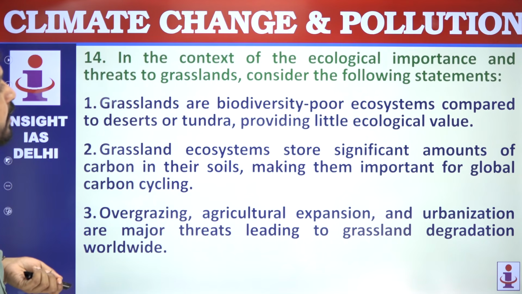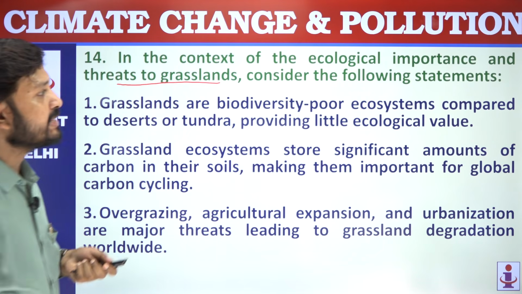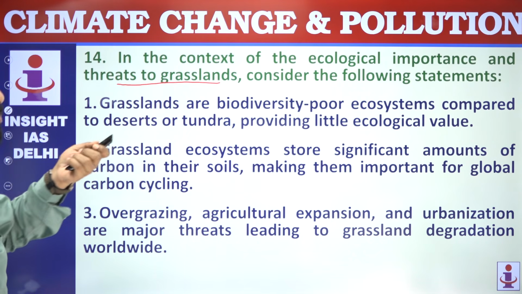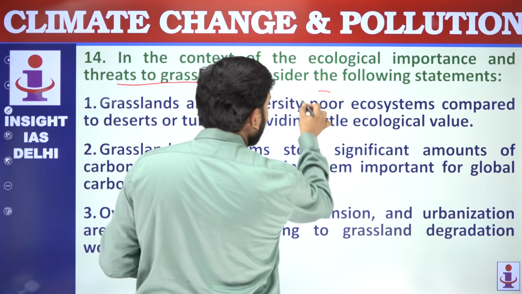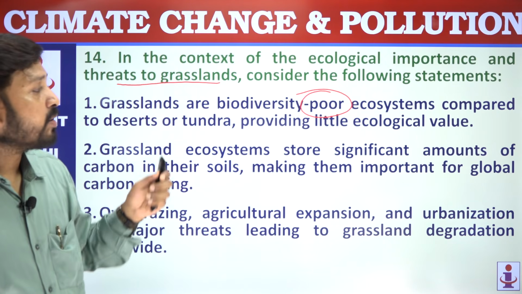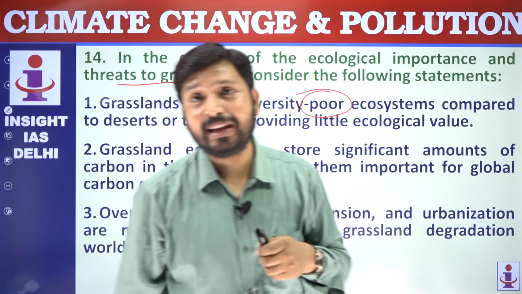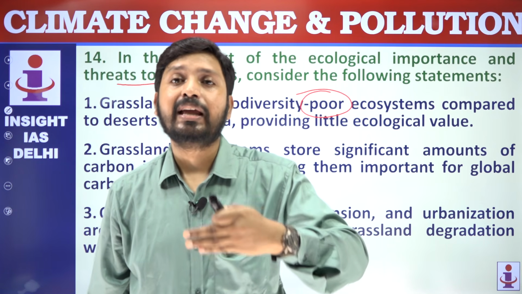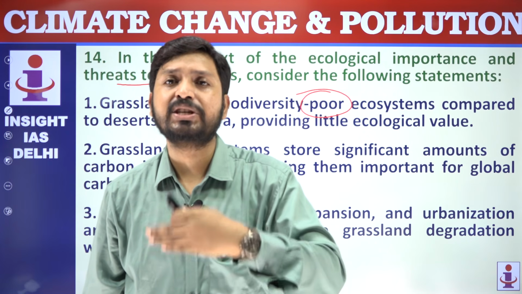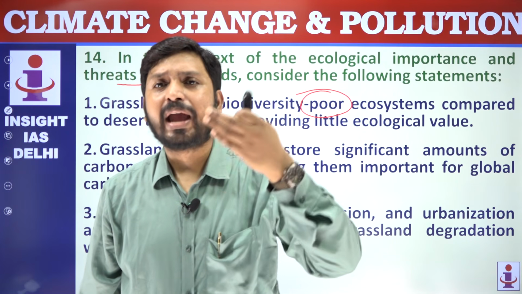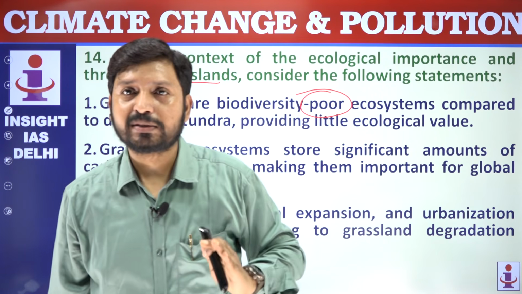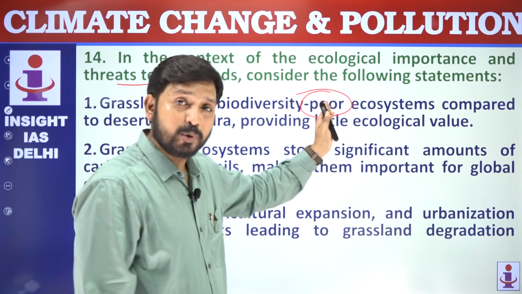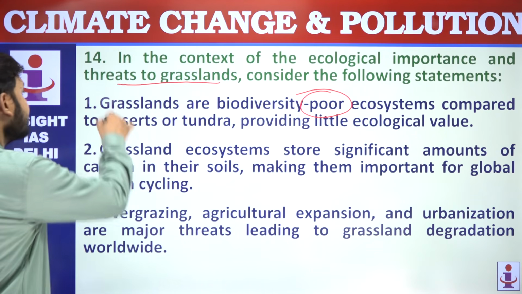In the context of the ecological importance and threats to grasslands, once again they're asking something about threats to grasslands, consider the following statements. Grasslands are biodiversity poor ecosystems compared to deserts or tundra, providing little ecological value. No, grasslands have one of the highest biodiversity, because if you watch the Discovery Channel, you can see lions, cheetahs, zebras, deer, antelopes, elephants, every sort of big species in these grasslands. So that's why they are not biodiversity poor regions.